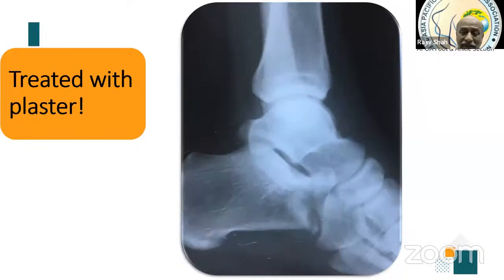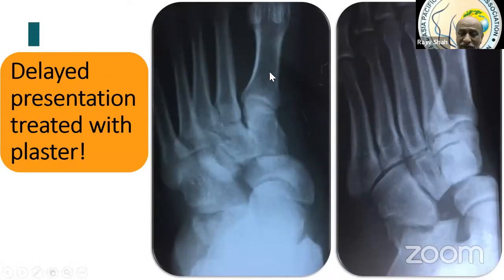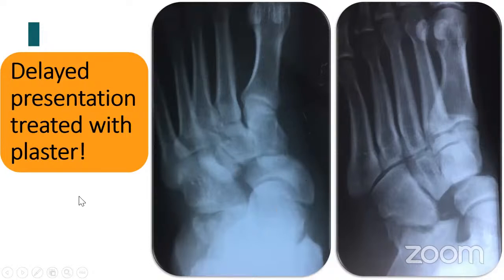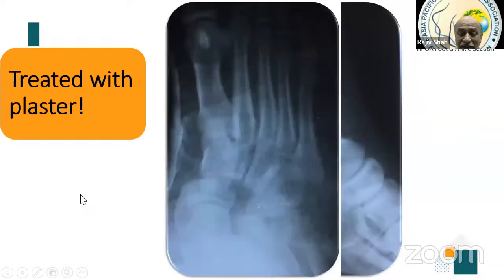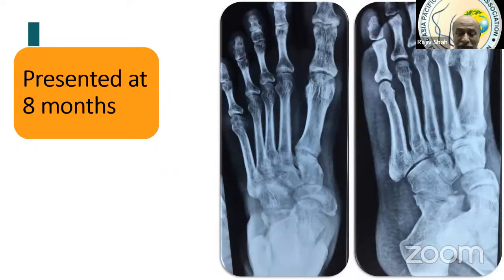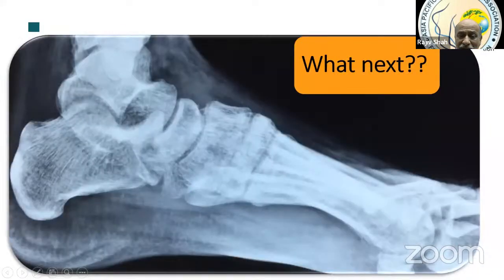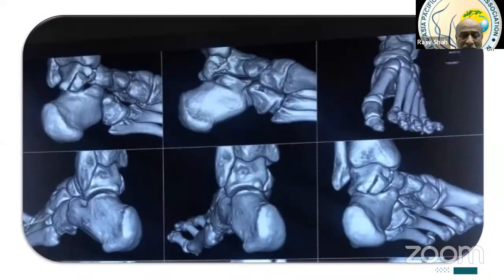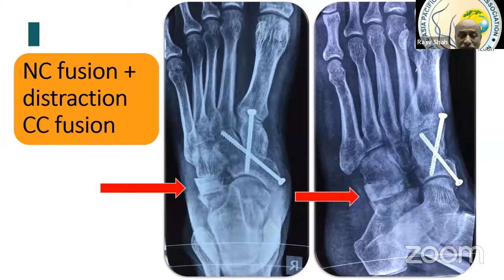So this was the trauma X-ray, which was treated in plaster as a contusion. And then this is how this man presented to us at the end of 8 months. Can you see this gap here in an oblique view? So the navicular-cuneiform joints are dislocated. There is shortening of the lateral column, lengthening of the medial column. So at 8 months, we went in, we got the CT scan, and we did navicular-cuneiform fusion plus distraction calcaneocuboid fusion.